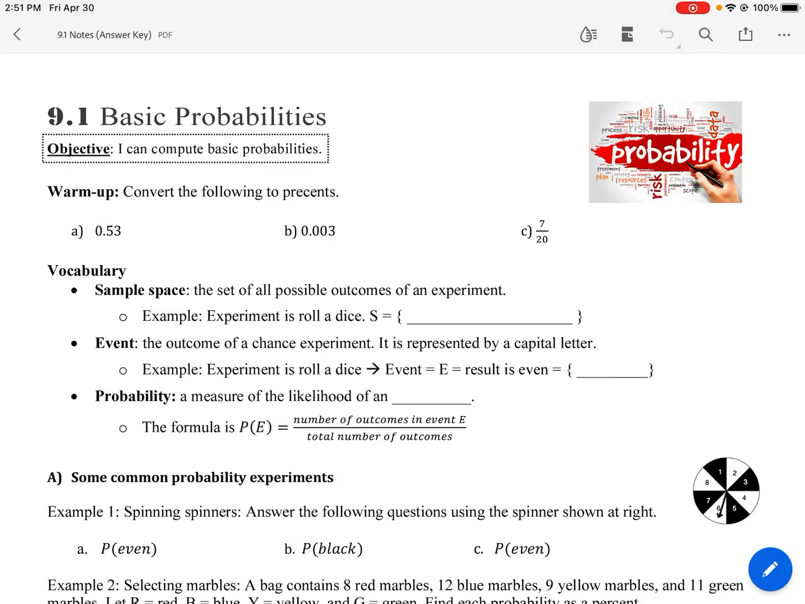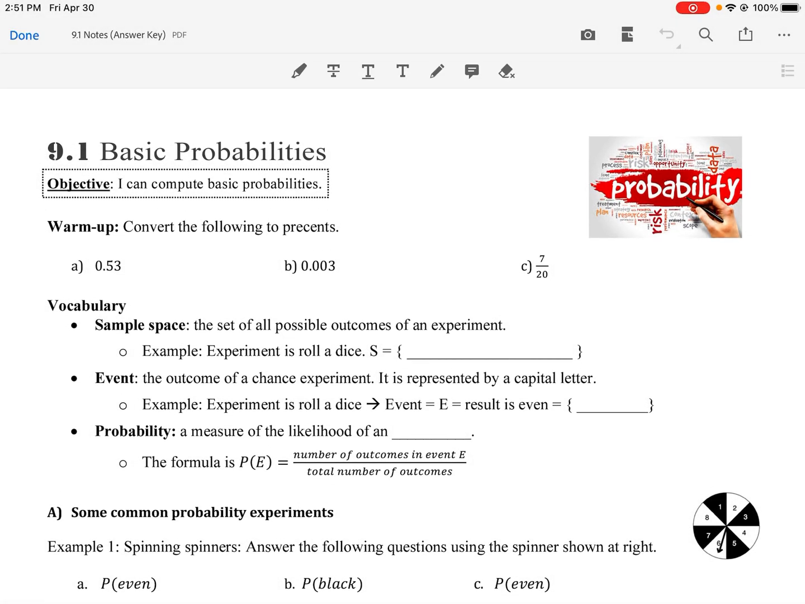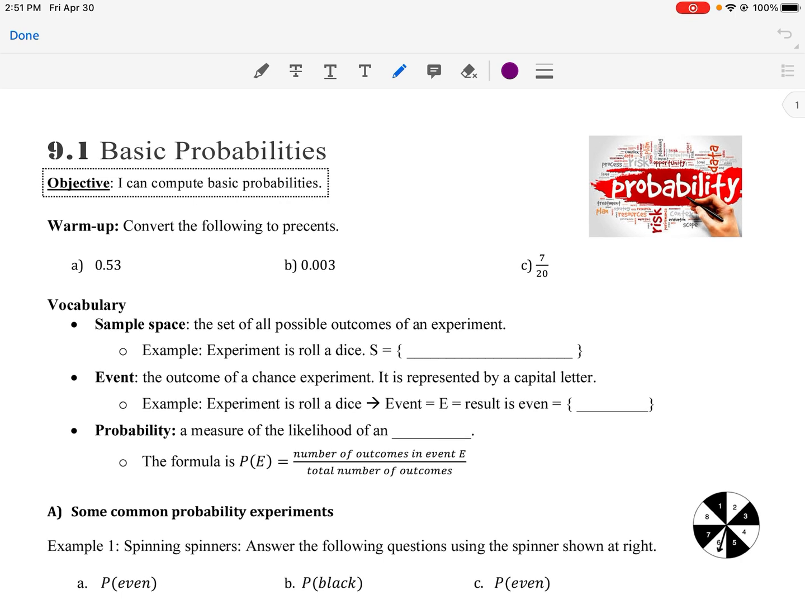Okay, today we're going to look at some basic probabilities. So we're starting our probability unit. So this first one, convert the following to percents. What we're going to go ahead and do, remember that a percent is out of 100. So we're going to move our decimal. The easiest way is to move it 2 to the right. So this would be 53%.